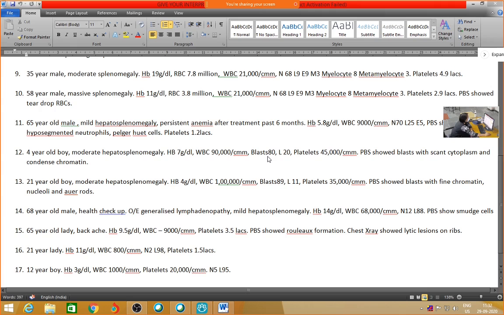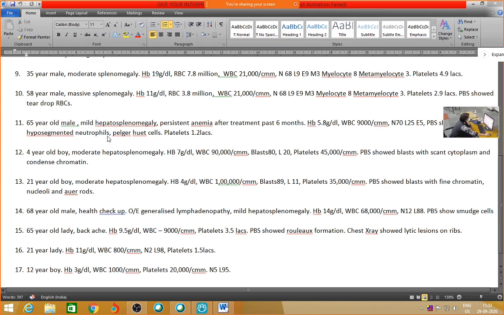So looking at this only, you know you're dealing with acute leukemia. Platelets are 45,000. That means there is thrombocytopenia, which is known in acute leukemia. And peripheral blood smear showed blasts with scant cytoplasm and condensed chromatin. So this sort of a history of a child with organomegaly, with anemia, with leukocytosis, differential is blasts 80%, and thrombocytopenia, and peripheral blood shows blasts with condensed chromatin. This is a classical history for acute lymphoid leukemia or acute lymphoblastic leukemia.